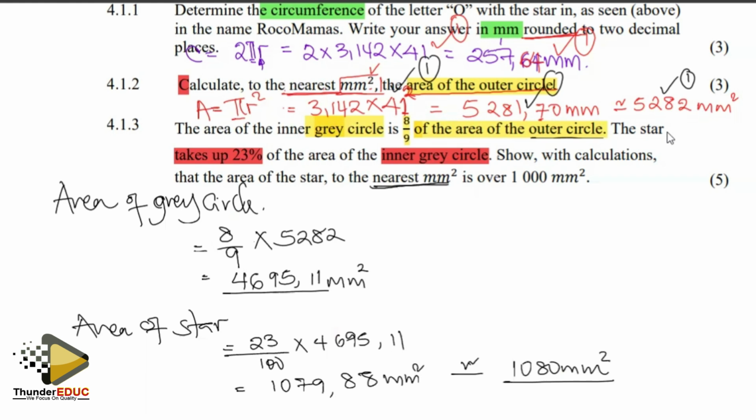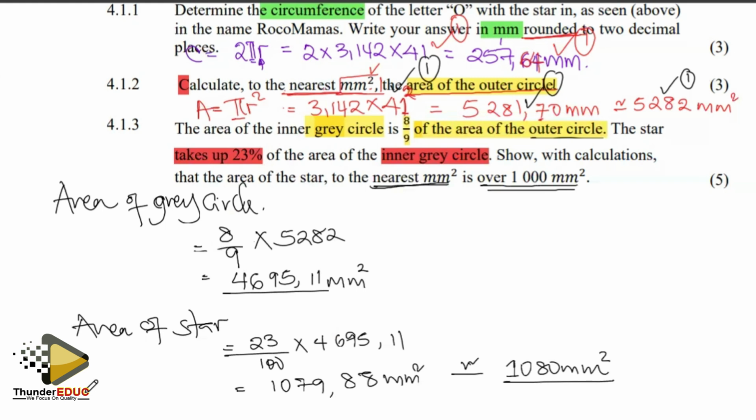Now, what was the question? Verify or show with calculations that the area of the star to the nearest millimeter is over 1,000 millimeters squared. Indeed, it's over 1,000. They are saying show. So we've shown how we get this. How do we get the 5 marks? Let's look at the marking.